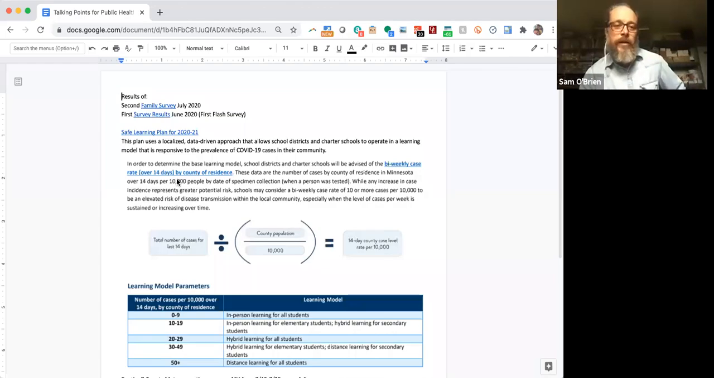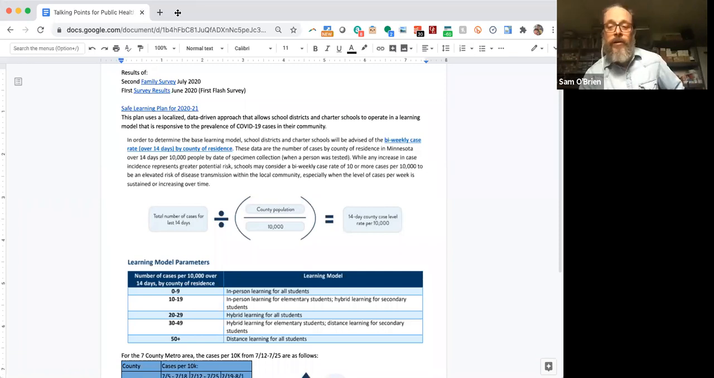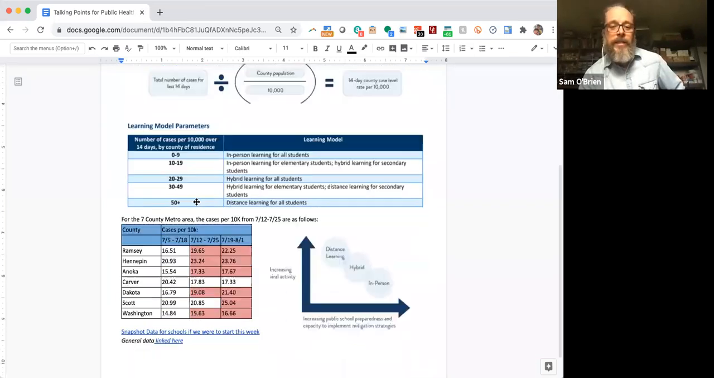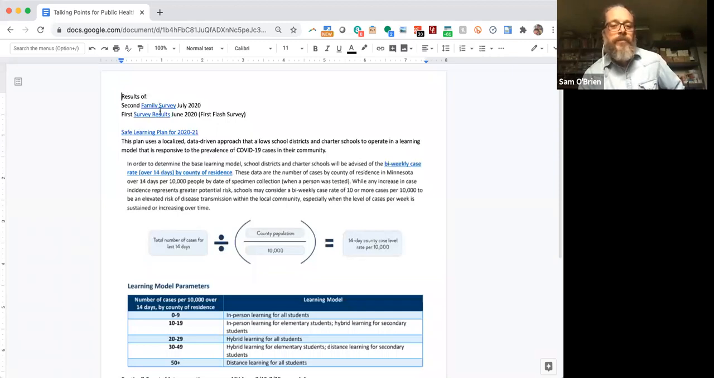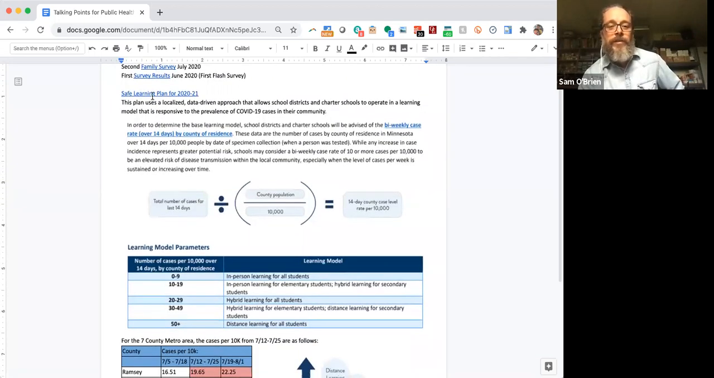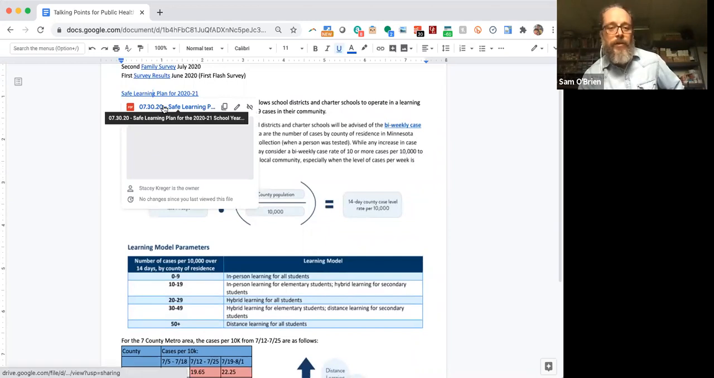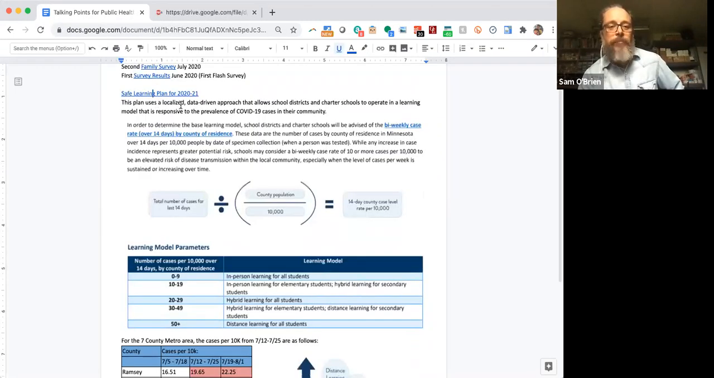And so the first thing I'm going to do this evening on the 13th, we have some updated numbers reported from the state of Minnesota. And you also can go to the Department of Health website and see these numbers updated. So again, just in terms of family survey results from July and June, we reference those in making our decisions. There is a safe learning plan from the state of Minnesota. I will click on that link and show you later. The safe learning plan guides all the schools in Minnesota and how to make their decisions.